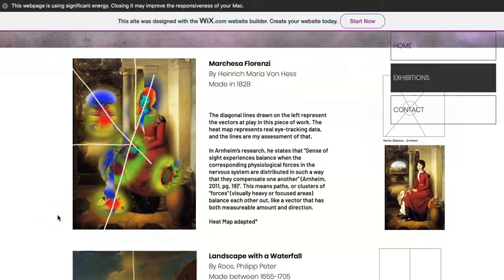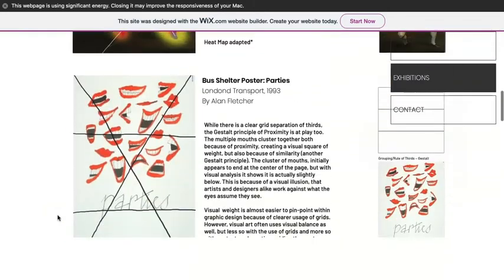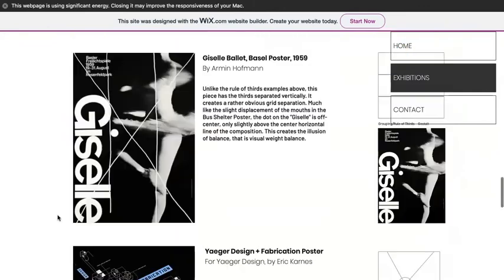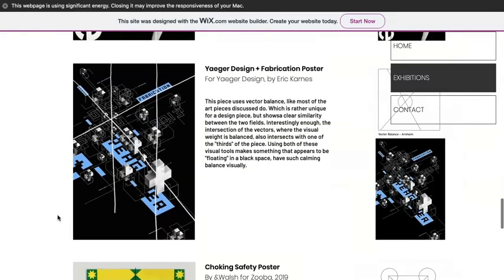The same theory is seen in the fabrication poster below. This poster is by Eric Carnes. This poster includes an intersection of vector lines that can be speculated as a focal point, especially since it also lies on one of the vertical lines dividing the piece into thirds, as you can see here, which is a really strong similarity of an art piece and a design piece using the exact same psychological theory of vector balance and equilibrium and focal points.